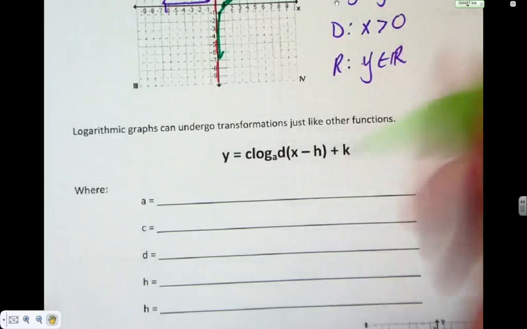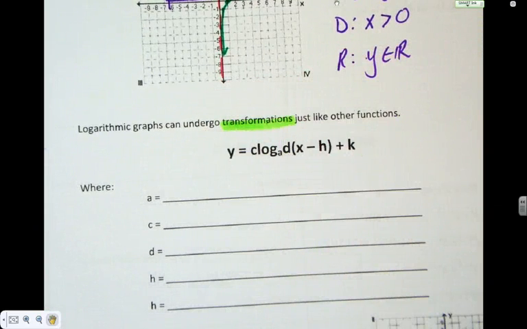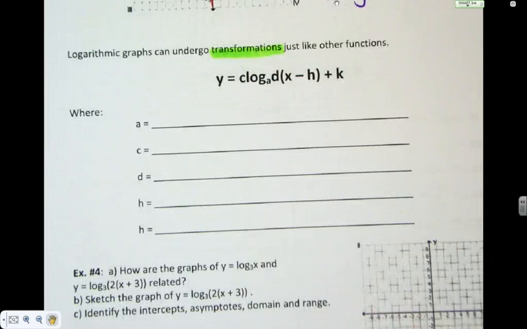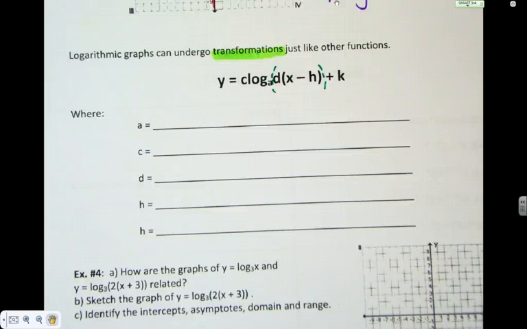So these can undergo transformations just like every other function. Outside brackets is vertical. Inside brackets is horizontal, so just like normal ones. Just note there are imaginary brackets here, so they should come right after the log. We just get lazy and tend to drop them. So it's kind of like the sine and cos ones. Anything inside the function is going to be horizontal. Anything outside on the edges is going to be vertical.